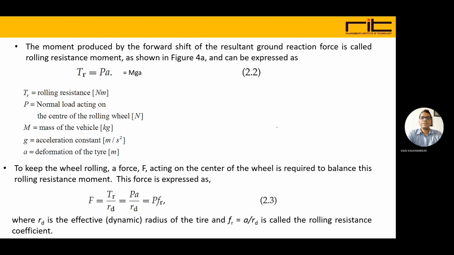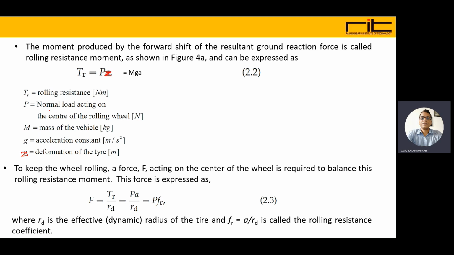Here we can see some definitions. The moment produced by the forward shift of the resultant ground resistance force is called the rolling resistance moment. And we can express this as TR is equal to P into A. This is the deformation of the tire. We can indicate this with Z also. If the notation is taken as Z for the deformation, it can be PZ. So Z can be taken as the deformation of the tire, or if A is the deformation, then it will be PA. So TR is the rolling resistance moment in Newton meter.